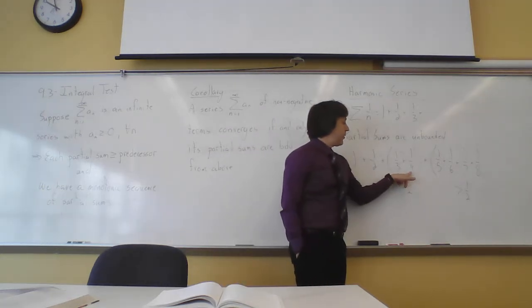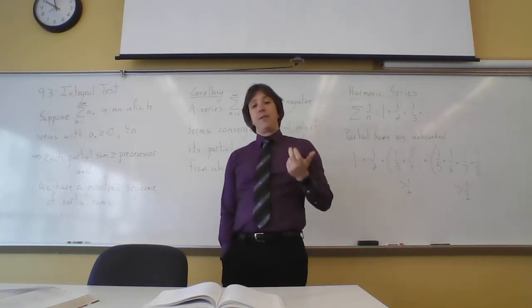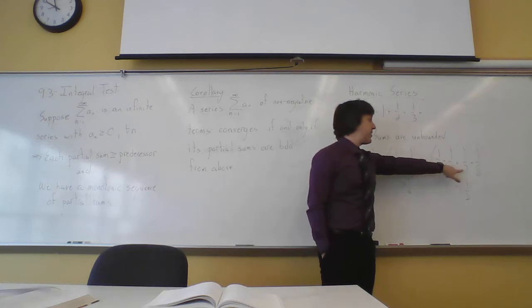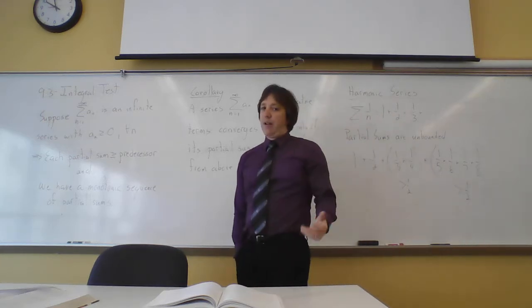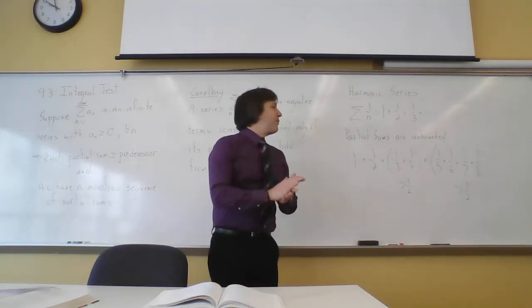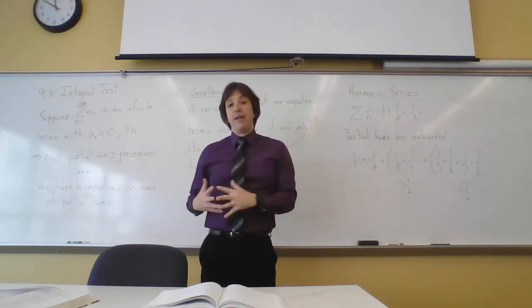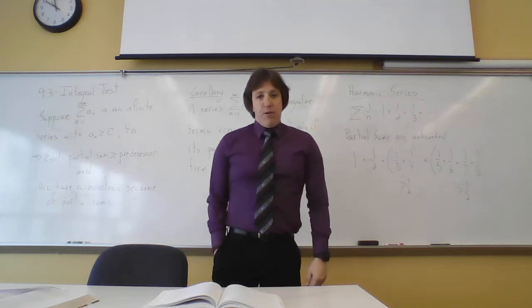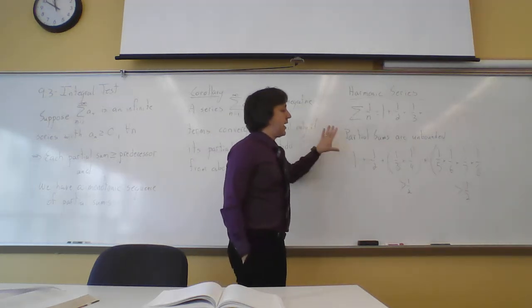But then if you look at 1/3 plus 1/4, if you add those together, you get something bigger than a half. For the next one, you have to do a fifth, a sixth, a seventh, and an eighth, but it all adds up to something bigger than a half. And so if we add an infinite number of things together that are bigger than a half, it's going to grow forever. And so this is a divergent series.